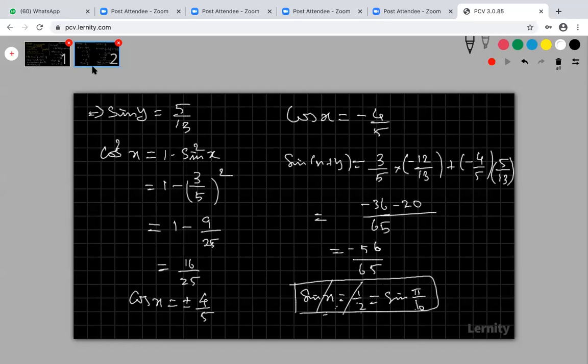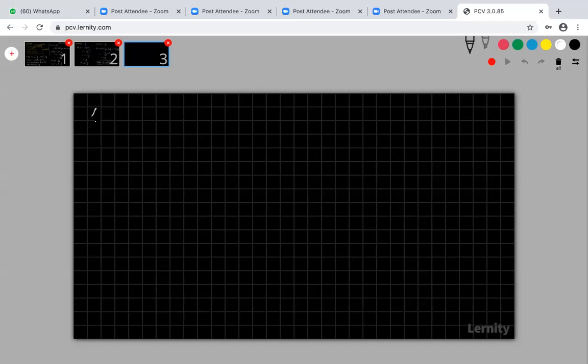Right, now come to the next problem. Prove that cos 2x cos x by 2 minus cos 3x cos 9x by 2 is equal to sin 5x by 2.